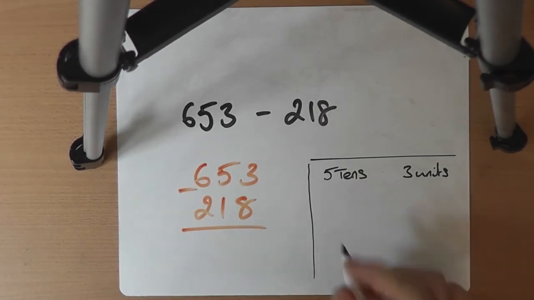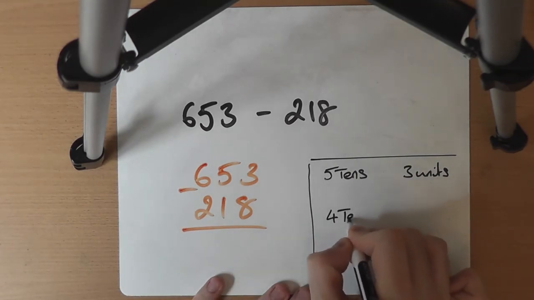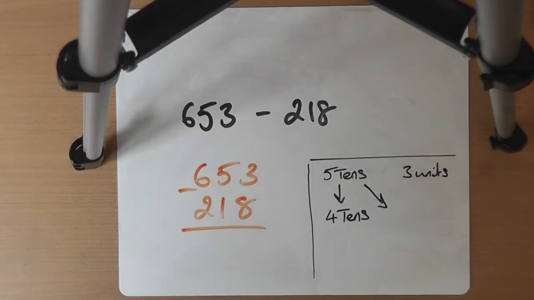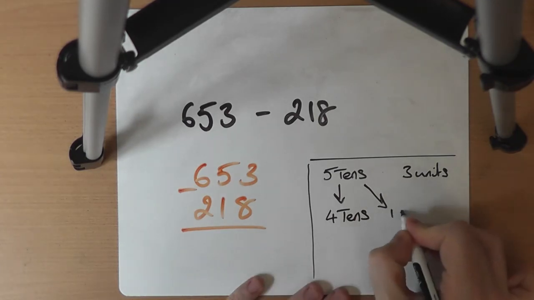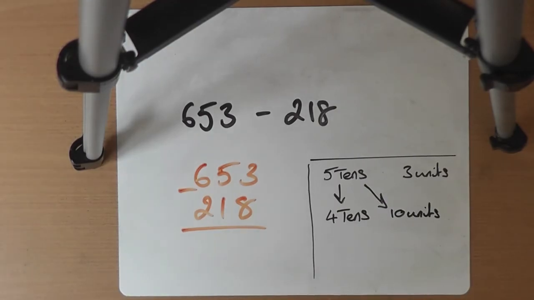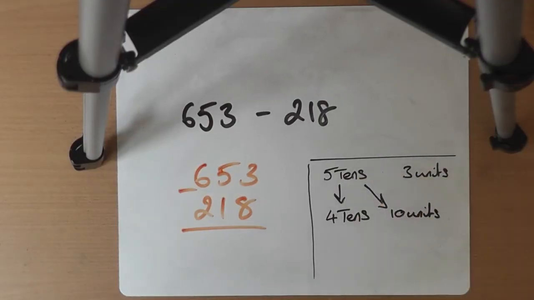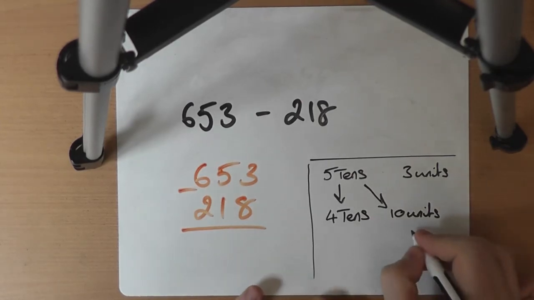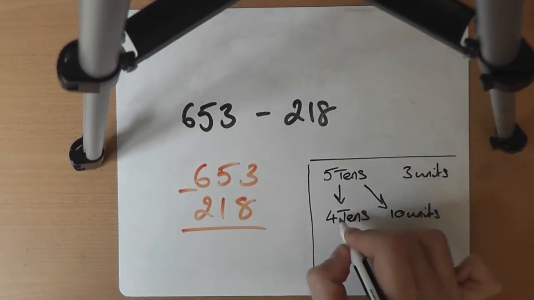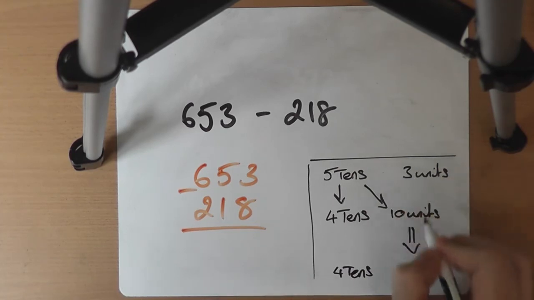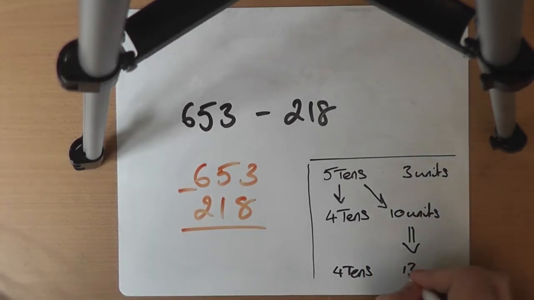So you give them the £10 note, and you no longer have 5 tens, you have 4 tens. But with the £10 note that you've handed over, you are now £10 at a loss, so they have to give you £10 worth of stuff back. So they give you 10 pound coins, or 10 units. The 5 tens, you keep 4 of them as they are, and then the other one swaps for 10 units. Which means we now have a total of 4 tens, and 3 plus the 10 we've just gained is 13 units.